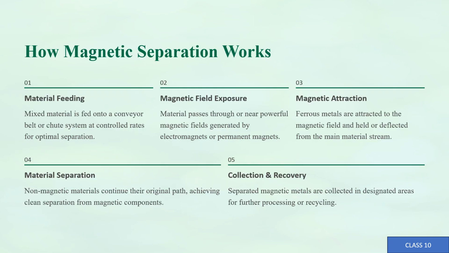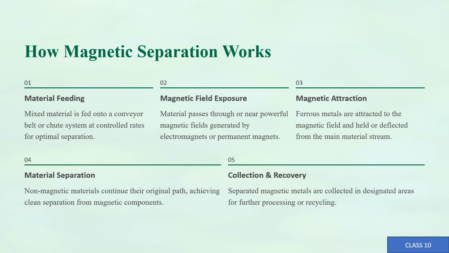Now, how does magnetic separation work? We have to feed the material onto the conveyor belt. There will be a conveyor belt which has two wheels. The material passes through or near the powerful magnetic fields generated by electromagnets or permanent magnets. Here the iron or steel materials get attracted towards the magnetic field and get deflected from the main material stream. The fourth step is that the non-magnetic materials continue on their original path, achieving a clean separation from the magnetic components. This is how magnetic and non-magnetic material get separated, children.